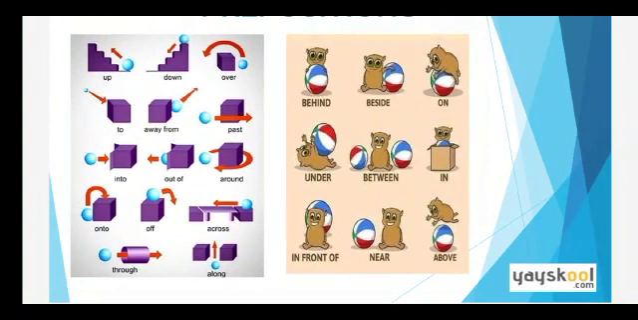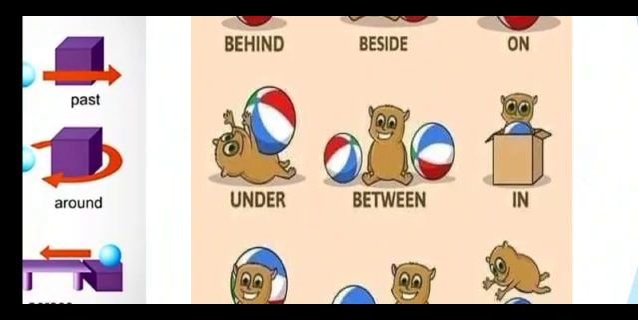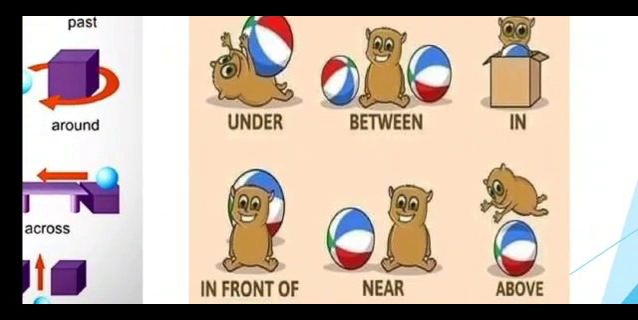The second picture, we can see a cute animated creature with a ball. In the first picture, you can see the position of that animated creature. Where is it sitting? It is sitting behind the ball. In the second picture, it's sitting beside the ball. The third picture, it's sitting on the ball. The fourth picture, oh, it's so cute, it's sitting under the ball. The next picture, that cute animated creature is sitting between two balls. The next picture, it's inside the box with the ball.